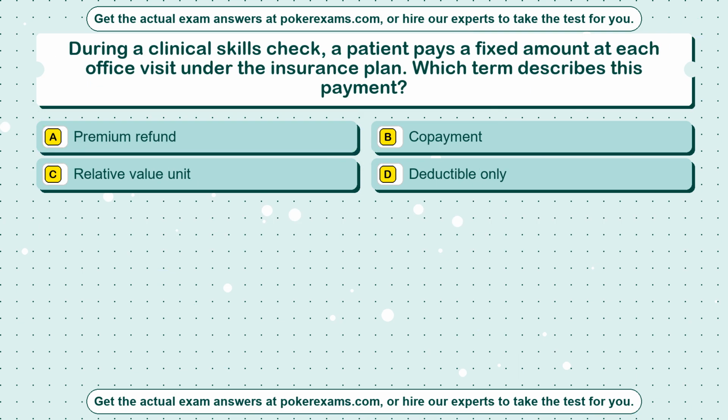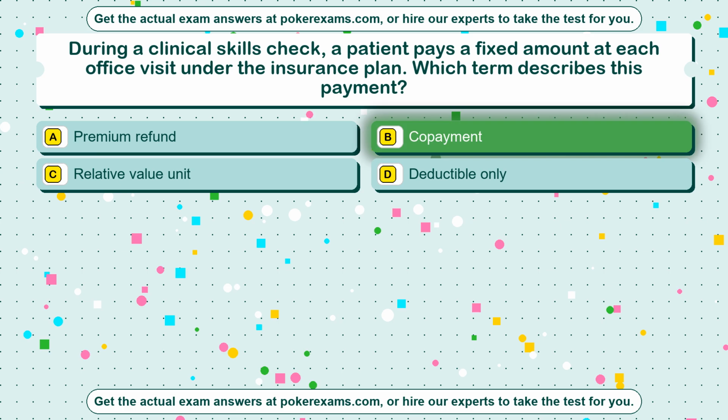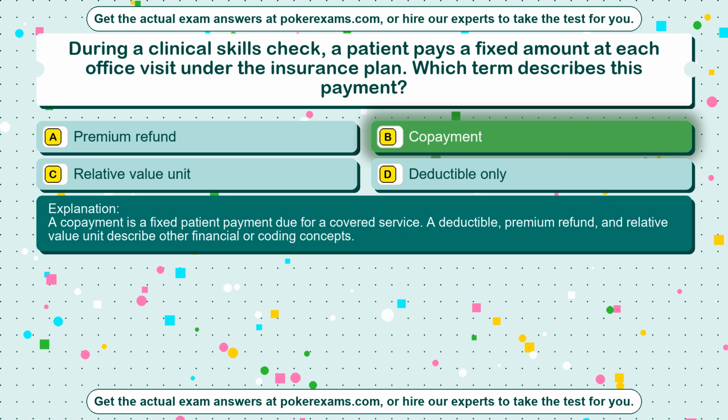Question 47. During a clinical skills check, a patient pays a fixed amount at each office visit under the insurance plan. Which term describes this payment? Option A, premium refund. Option B, copayment. Option C, relative value unit. Option D, deductible only. The correct answer is option B, copayment. A copayment is a fixed patient payment due for a covered service. A deductible, premium refund, and relative value unit describe other financial or coding concepts.